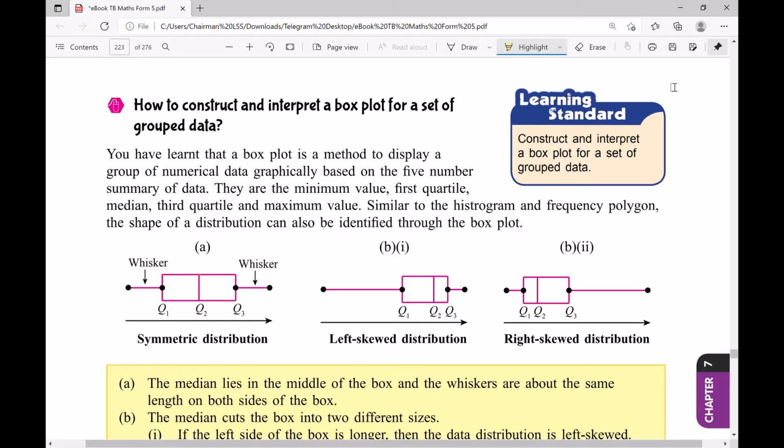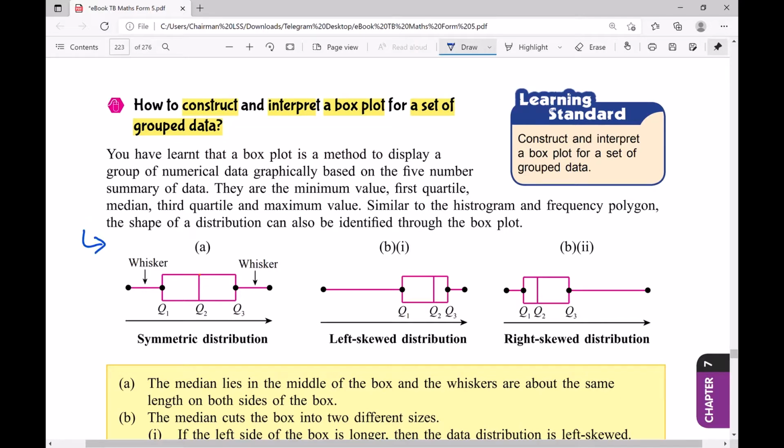Today we will learn how to construct and interpret a box plot. Yeah, hope you still remember. You will learn this in Form 4 for a set of group data. So let's refresh your memory. We look at this.